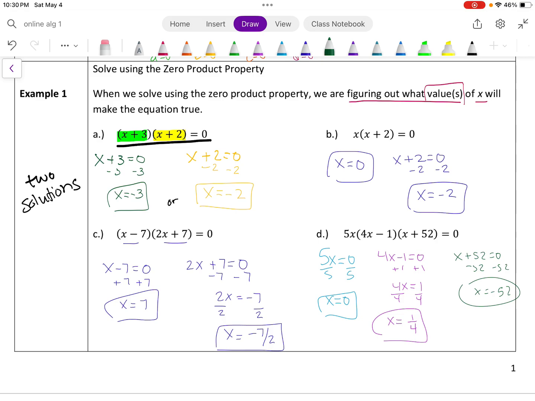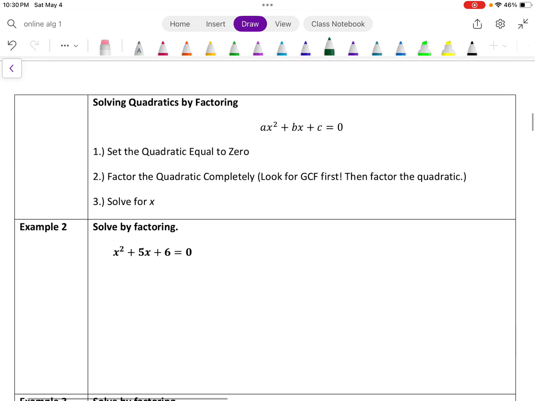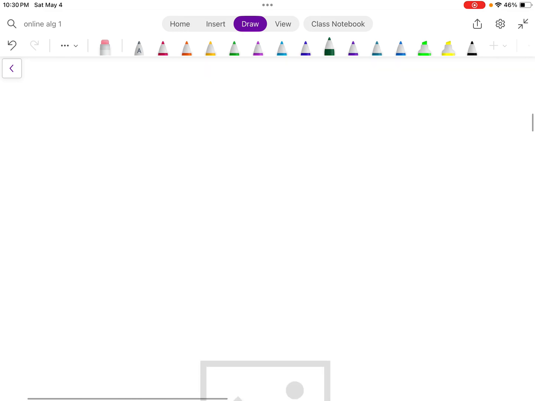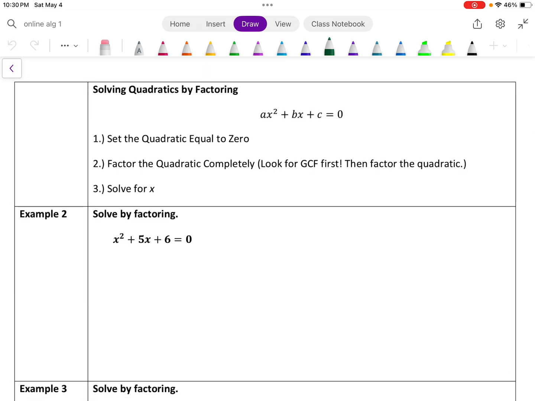So it allows us to find the possibilities, right? So all of these different expressions had a couple different solutions, right? Different possible solutions that could make the equation equal 0. Now, how do we solve by factoring? It's a 2-step process, so those examples we just did, they were already factored. Sometimes the expression isn't factored.